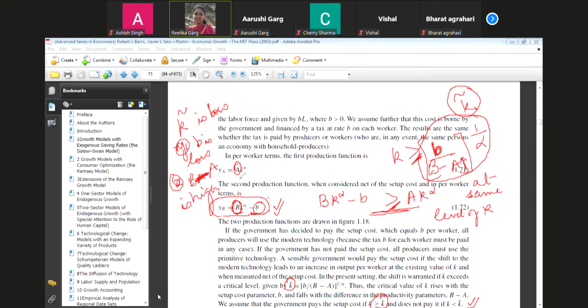That is when the new technology is actually a great improvement over the old technology. That's when the government will decide to buy new technology. There are incentives for government to invest in the new technology. And when small b is low, the per unit setup cost is low. That's also when the government is incentivized to invest in new technology compared to the old.